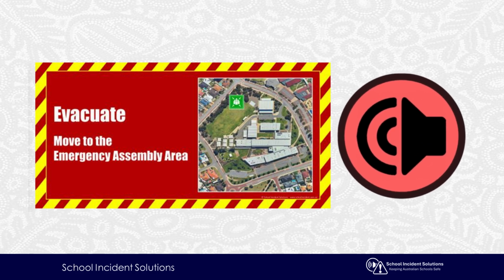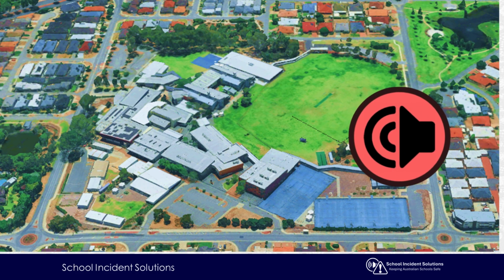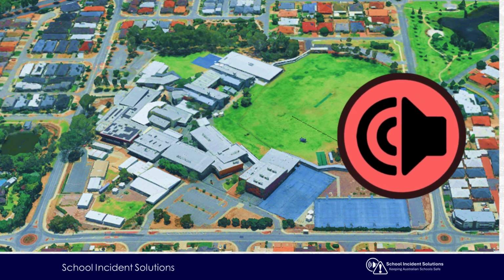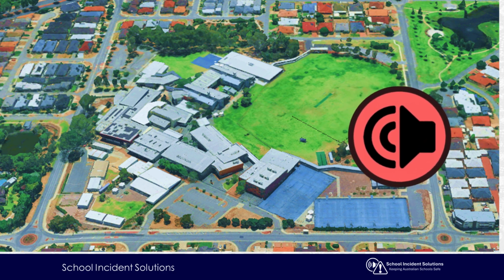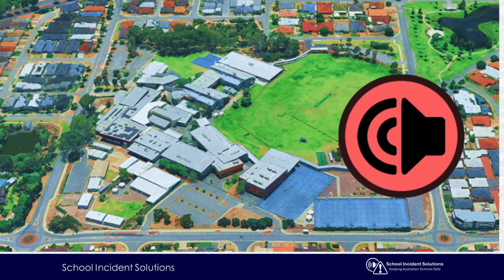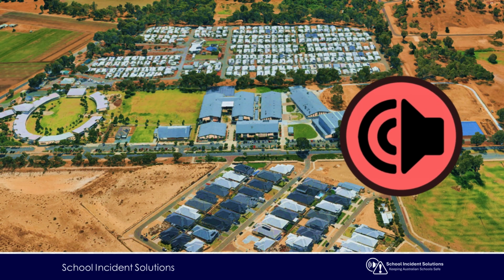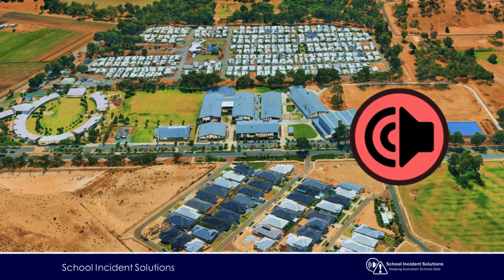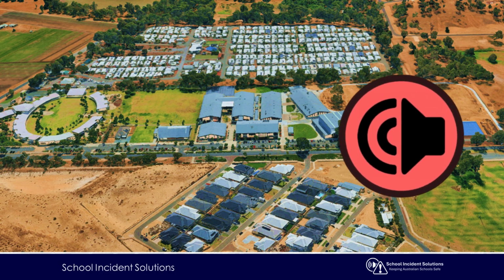It's also important to recognize that even if an alarm is intended for a single building or zone, the sound will often carry to adjacent areas. This can lead to confusion, with occupants in other buildings responding to the alarm. School leaders need to factor this into their planning to ensure a clear and coordinated response.